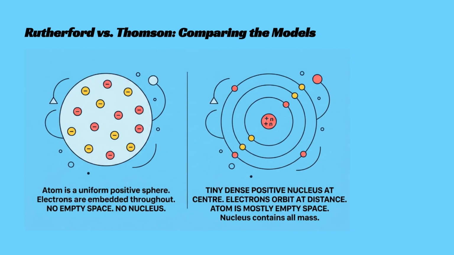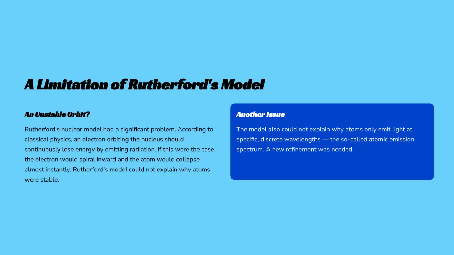Comparing Rutherford's model to Thomson's reveals a major shift: the transition from a diffuse, uniform distribution of charge to a model featuring a dense, centralized nucleus. However, Rutherford's model faced limitations. Classical physics suggested an orbiting electron should continuously lose energy and spiral into the nucleus, causing collapse. Additionally, it couldn't explain the discrete wavelengths in atomic emission spectra.